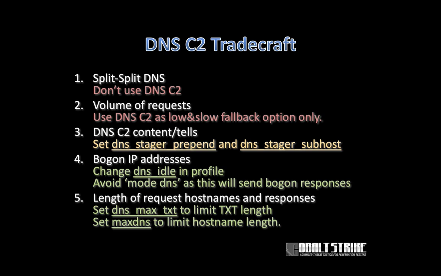As for bogon IP addresses, there is an option in Malleable C2 called dns_idle. This allows you to change the idle response used by Cobalt Strike's DNS server. And this value is also used as a XOR mask for other signaling responses as well. So if you change dns_idle to something plausible, you will avoid bogon IP addresses, at least for the TXT record aspect of the DNS beacon and the signaling piece.